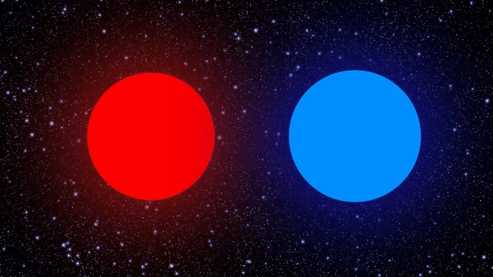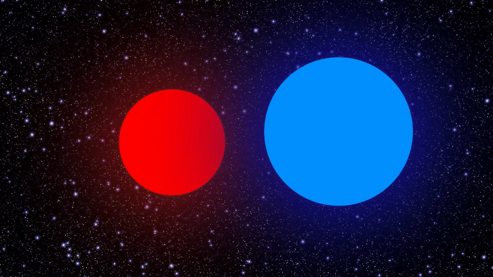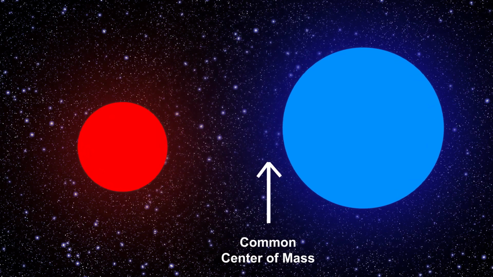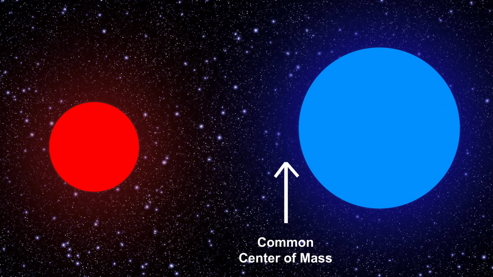These two stars are going to be orbiting a common center of mass. As you can see, the common center of mass is going to be closer to the larger mass star. These binary stars are important to astronomers as they can be used to determine the mass of each star by analyzing their orbit around each other.